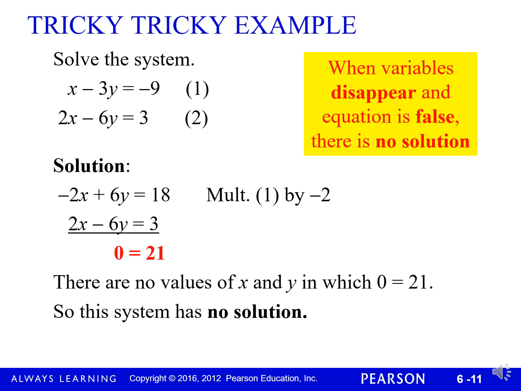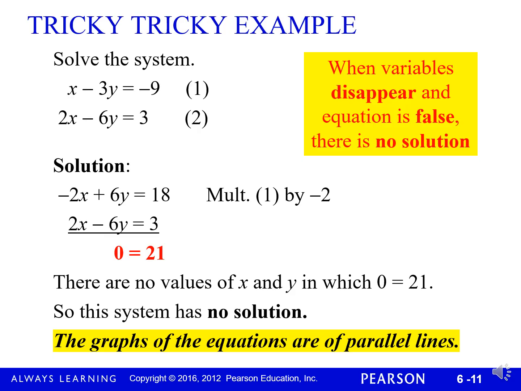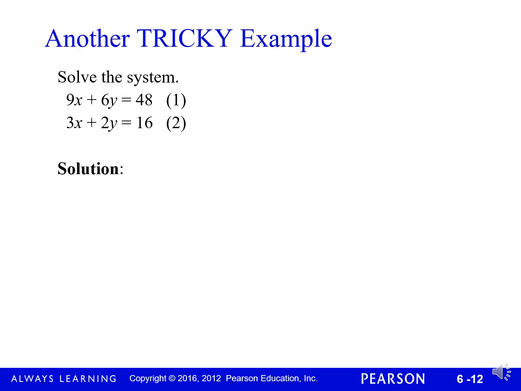Again, when the variables disappear and the equation is false, there is no solution. The graphs of the equations are parallel. Let's look at another tricky example.